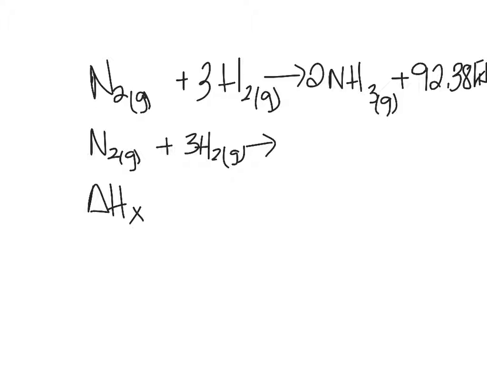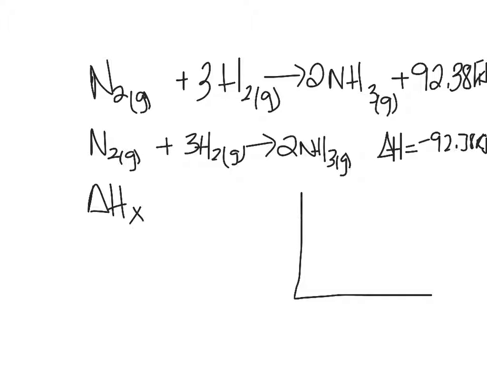Austin? Yeah, you put delta H equals negative 92.38 kilojoules. You do not use kilojoules per mole in your thermochemical. Just kilojoules, okay? Just kilojoules. The only time you have kilojoules per mole is for a molar enthalpy. What else did you do? Probably did the potential energy diagram. Is it a step up or a step down? Step down.